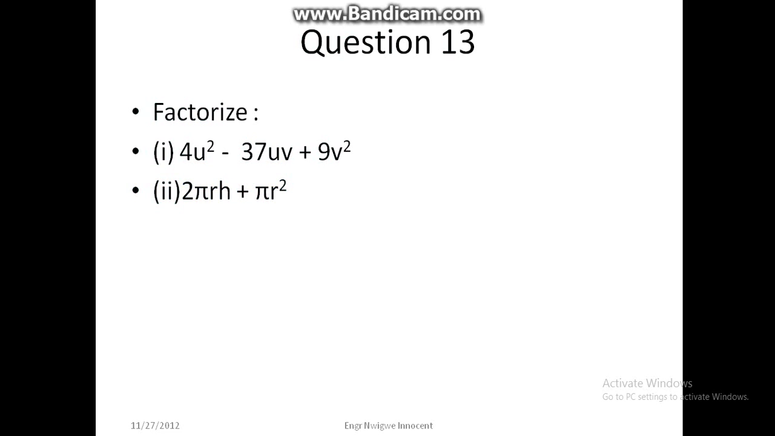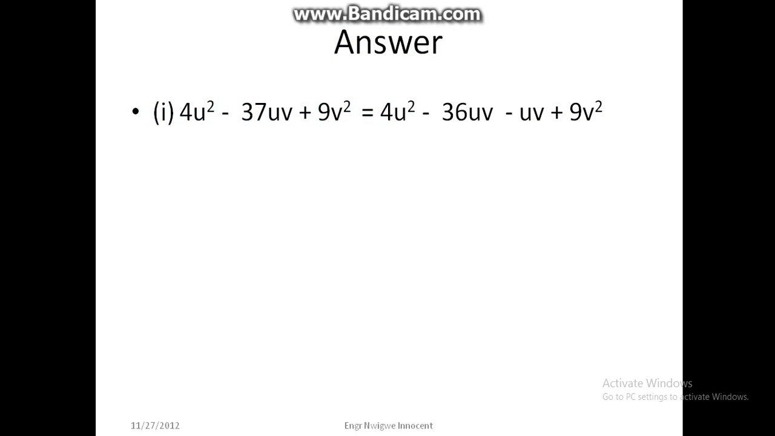Question 13. Factorize: I, 4u squared minus 37uv plus 9v squared; II, 2 pi r h plus pi r squared. Answer. We are given 4u squared minus 37uv plus 9v squared, which is equal to 4u squared minus 36uv minus uv, which is the same thing as minus 37uv, plus 9v squared.